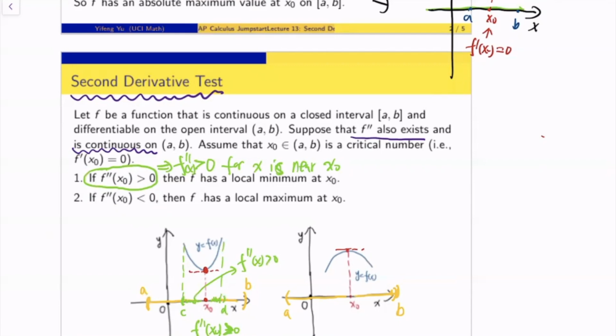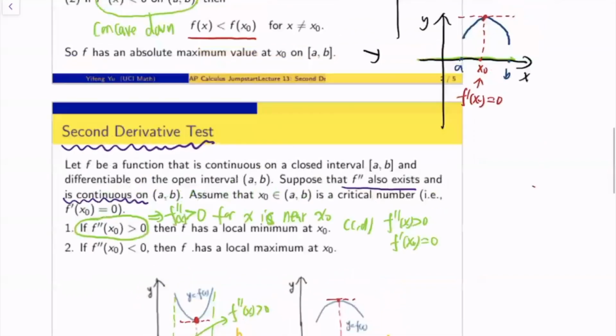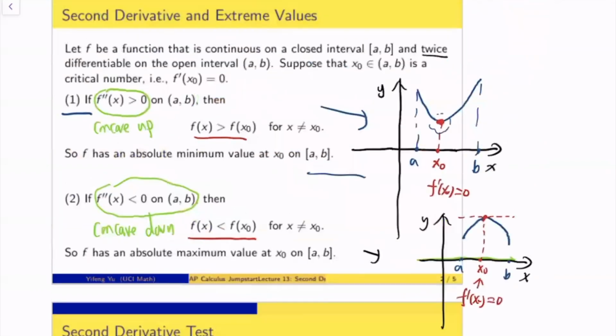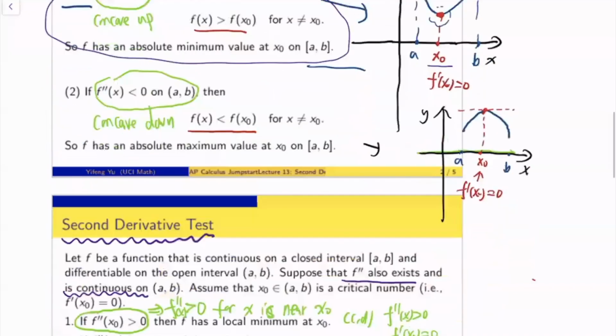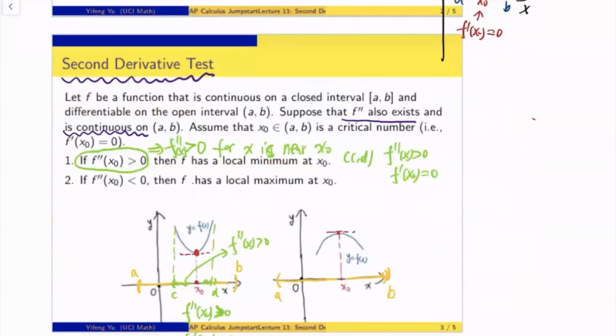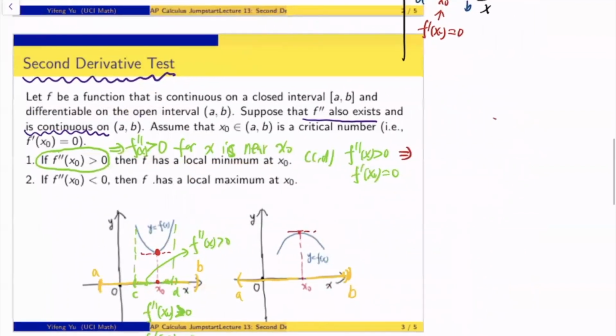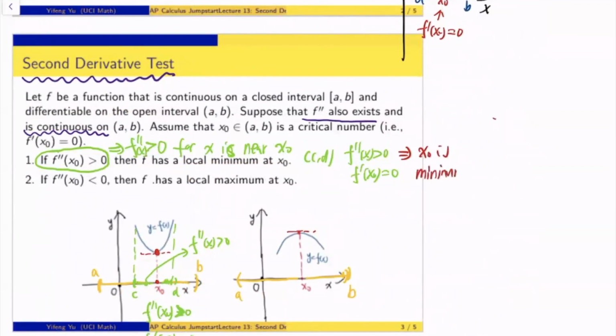But anyway, I end up with a situation where, if I look at this interval CD, the second derivative is positive, and the first derivative is 0 at one point. This is basically the situation we had before. The second derivative is positive and it's a critical number, and this implies x0 is a minimum. But the minimum is not over the whole range, just in this sub-interval, say CD.